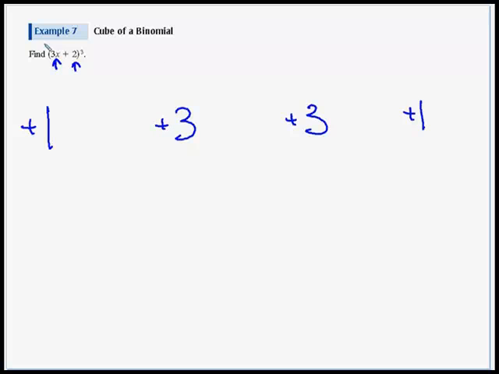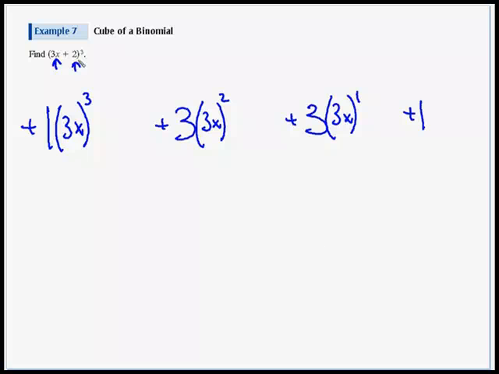So here my first term is 3x. So I'm going to have a 3x to the third power. Here I'm going to have a 3x squared. Here I'm going to have a 3x to the first, and then there would be a 3x to the 0, and we don't write it because that would equal 1.